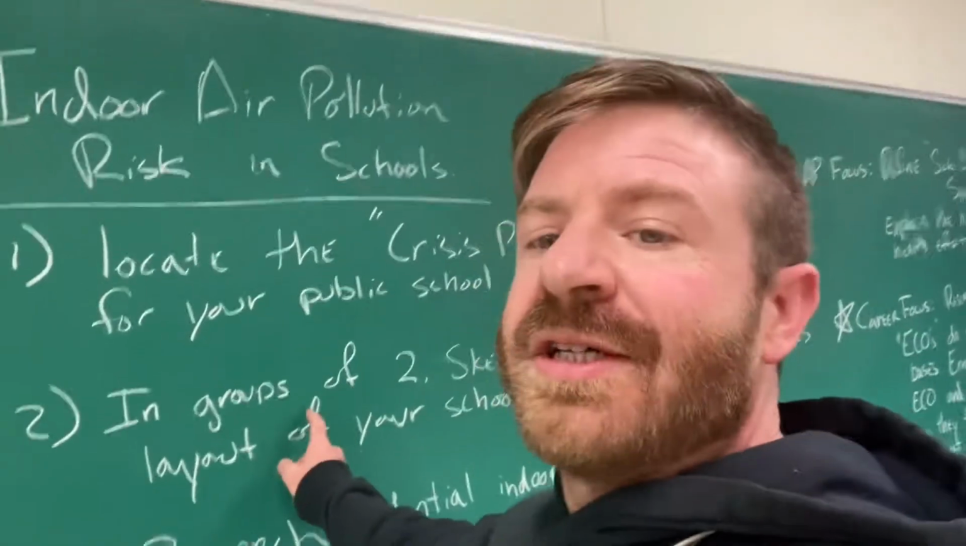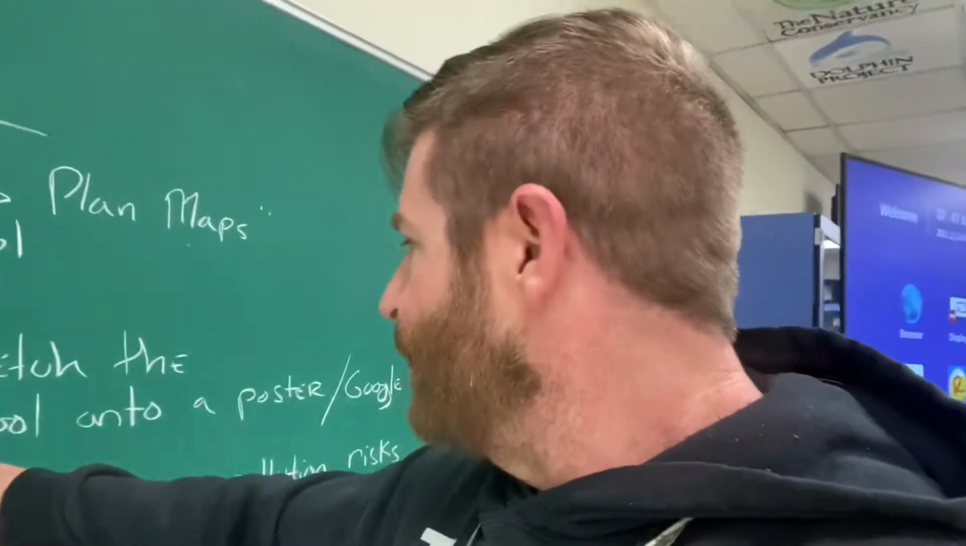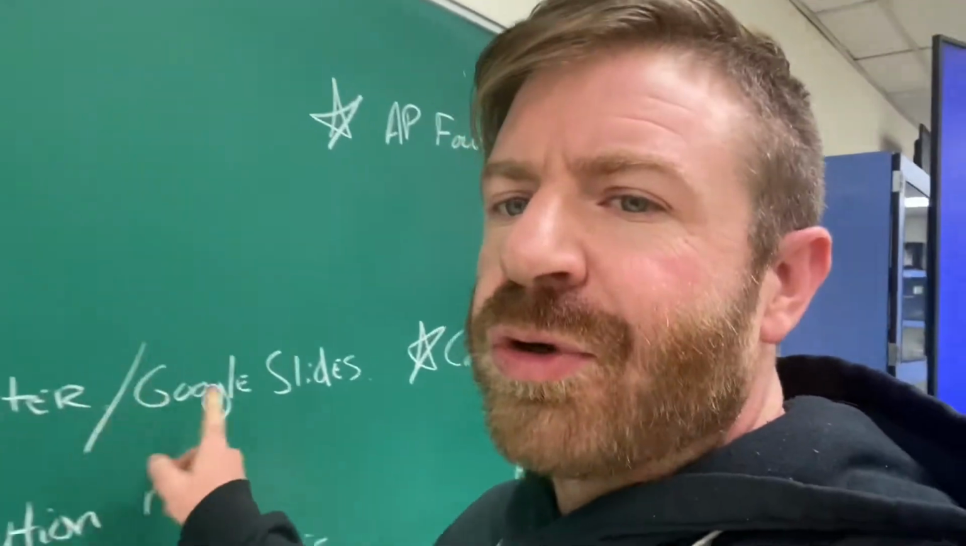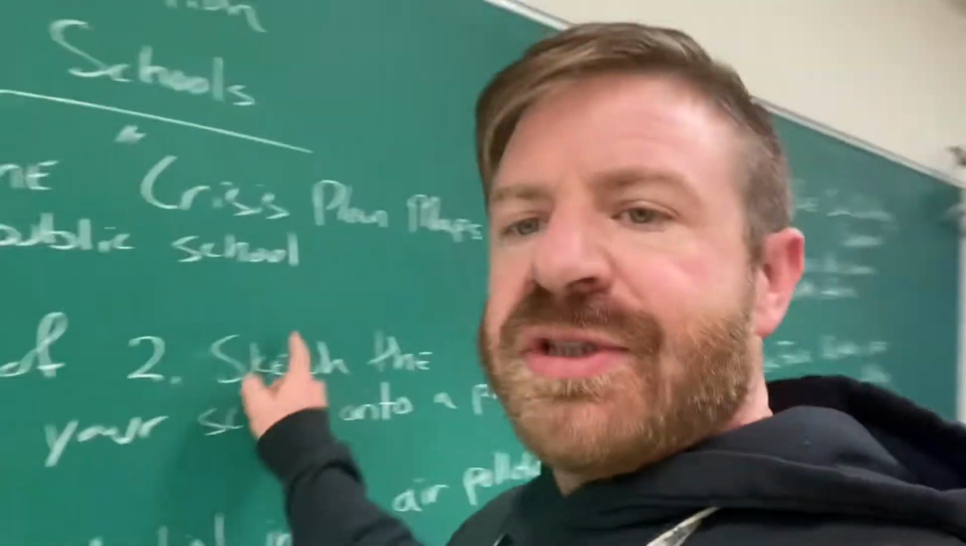Step 2, get yourself a partner. This is a pretty big deal. So you're going to need at least one other person to do this. What you're going to do is sketch out the layout of the school onto a poster or Google Slides. It depends on how you want to do this as a teacher, whether you want it to be digital or not, and how you want the presentation piece to be done. But you're going to sketch using the crisis plan maps.